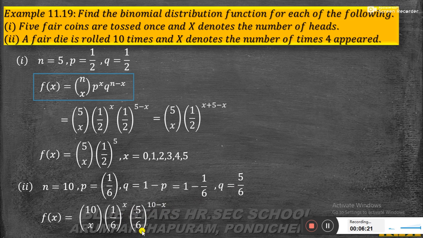So you see the next step. This is the binomial distribution for our given second subdivision problem. That means f of x equal to 10cx, 1 by 6 whole power x, 5 by 6 whole power 10 minus x. This is the binomial distribution for a die rolled 10 times. We complete this problem.